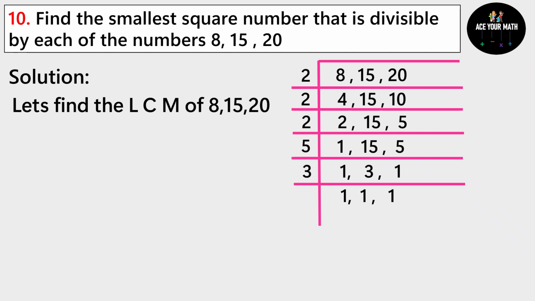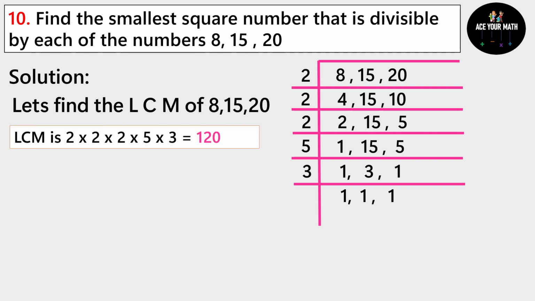Now you can write this LCM in the product form. So the LCM is 2 times 2 times 2 times 5 and then times 3. And when you do this multiplication, you get 120 as the answer. Now can you think that 120 is a square number? See, 120 is not a square number because if you look at these factors, 2 and 2 are in a pair, but this 2 is alone, this 5 is alone, and this 3 is also alone.